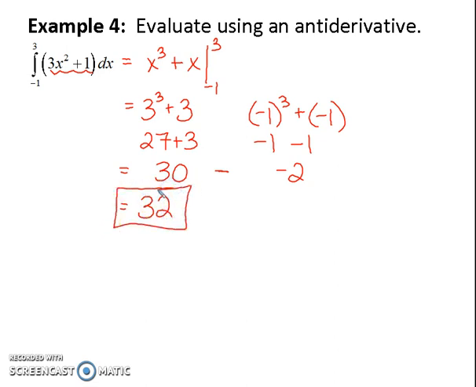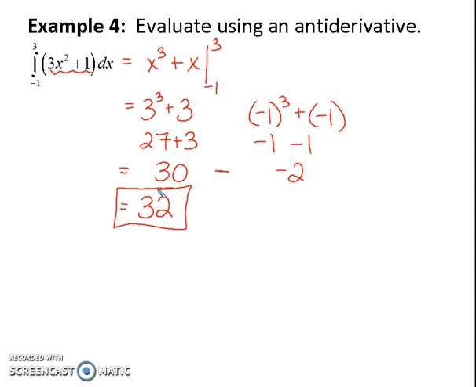Some people have trouble with that because they forget that they're subtracting that entire second substitution. So that's why it can often be helpful to substitute the top all by itself, substitute the bottom all by itself, and then subtract top minus bottom after you have substituted.